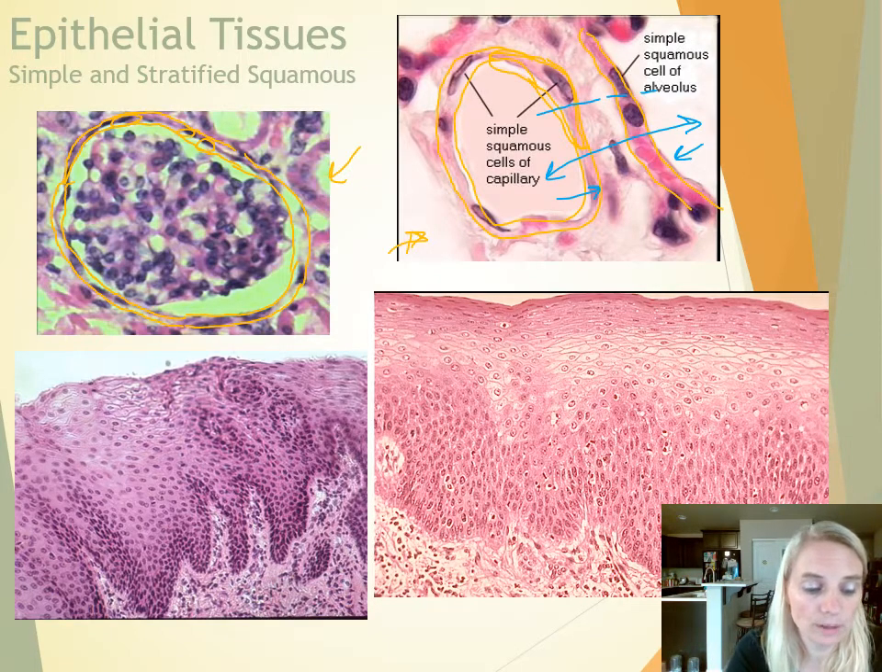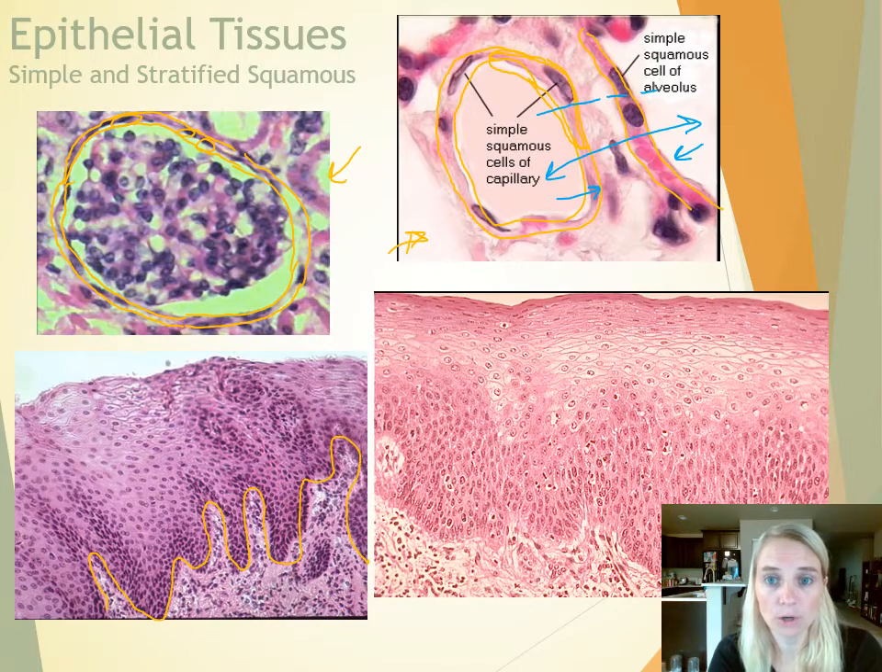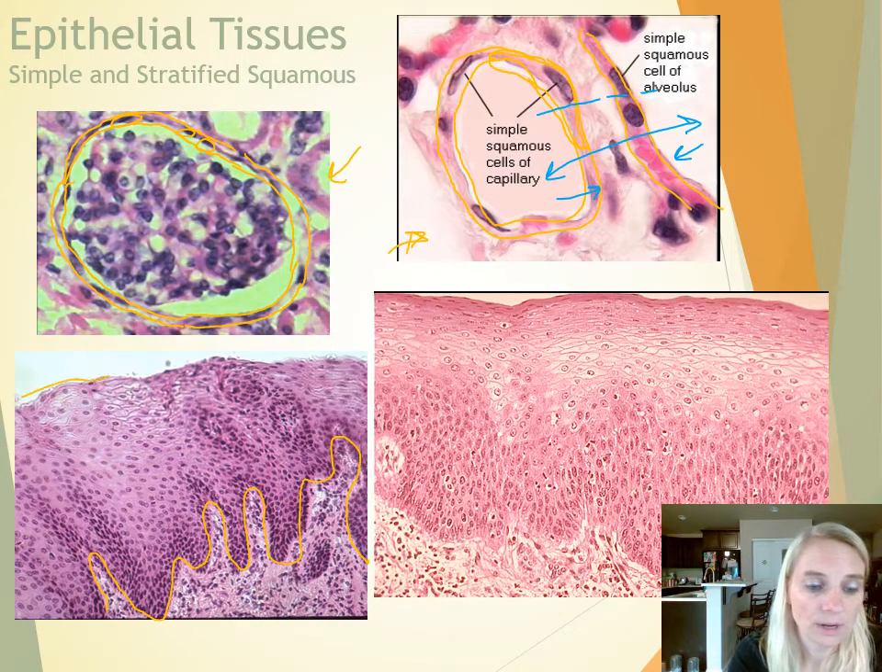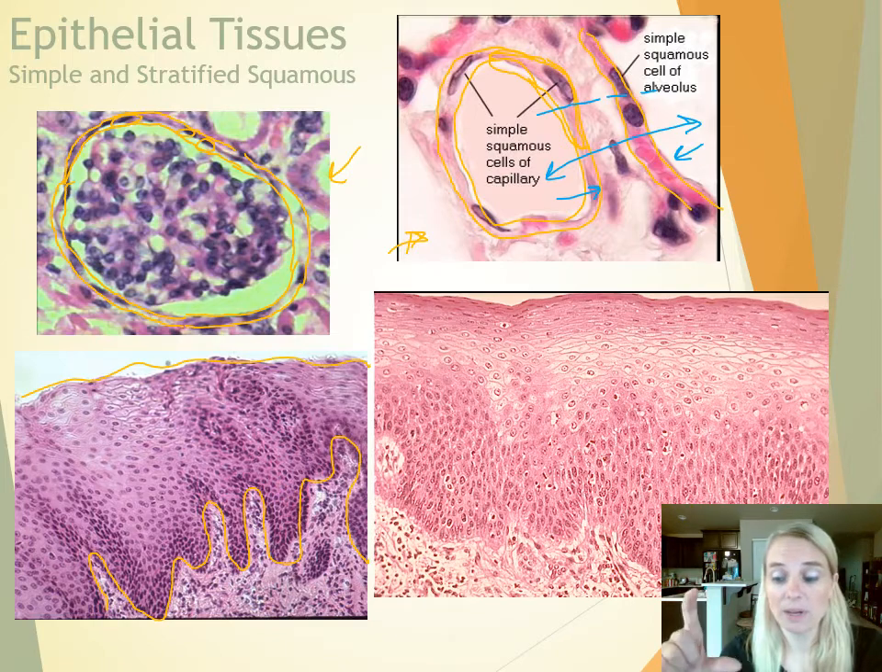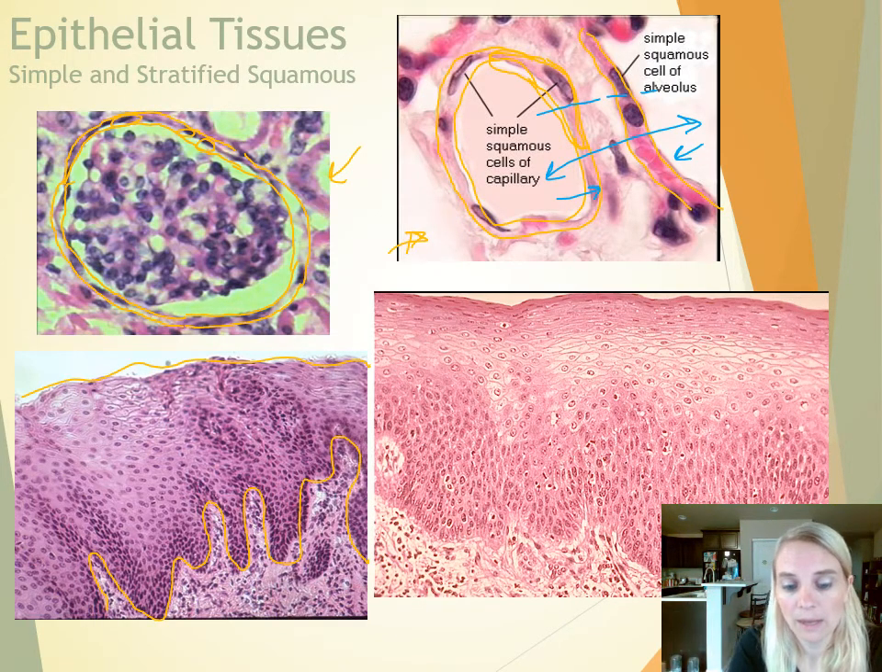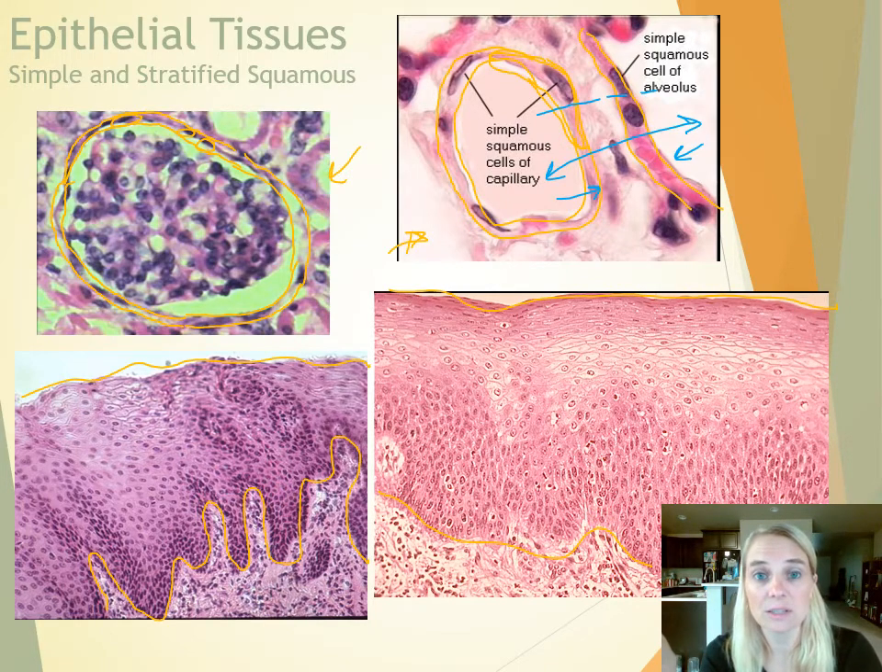So in this purple one, I'm going to use my orange and outline where the basilar surface is. You can kind of tell a difference just taking a look at the texture between the lighter pink and the darker purple. And then here's my free edge. Between the basement membrane and the free edge, there's clearly more than one layer of cells, right? And then this pink one over here, there's my basement membrane, and there's my free edge up here. Many layers.